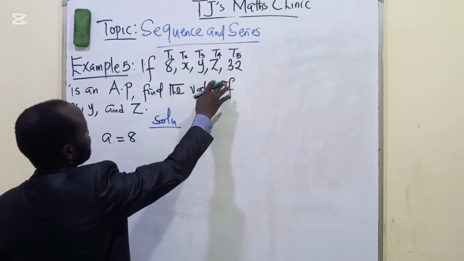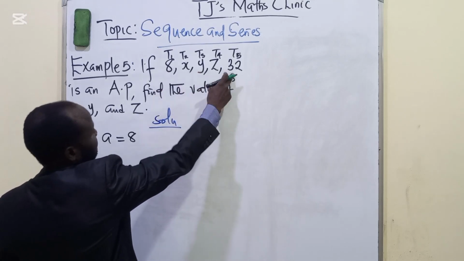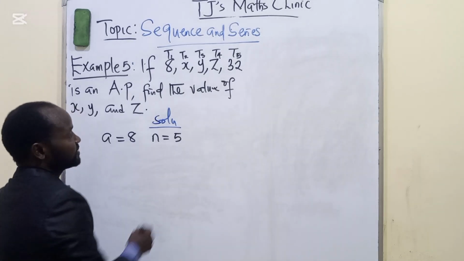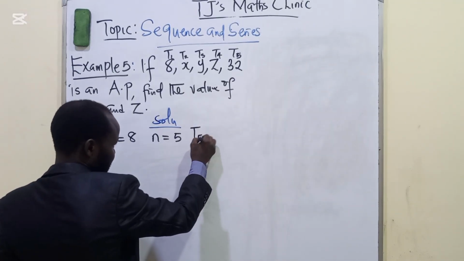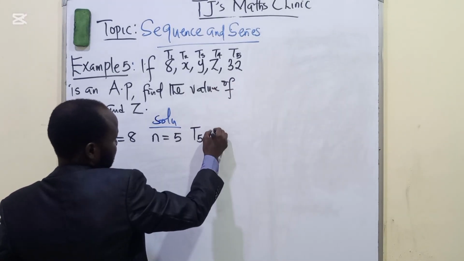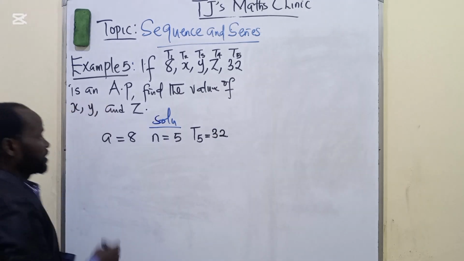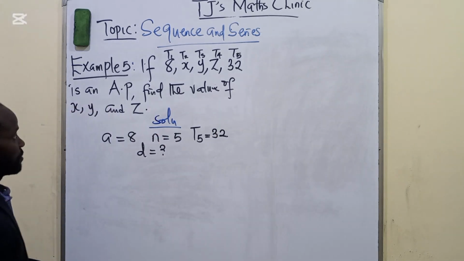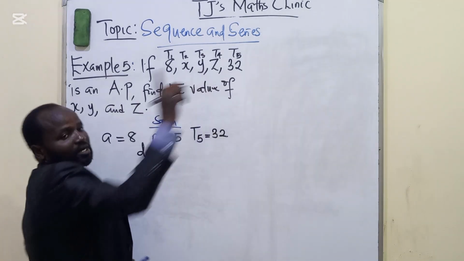How many numbers do we have here? 1, 2, 3, 4, 5. Our n, which is the number of terms now, is 5. Then T5 is given, which is the fifth term, which is 32. Then the common difference is not given. We need the common difference to find the value of x, y, and z.